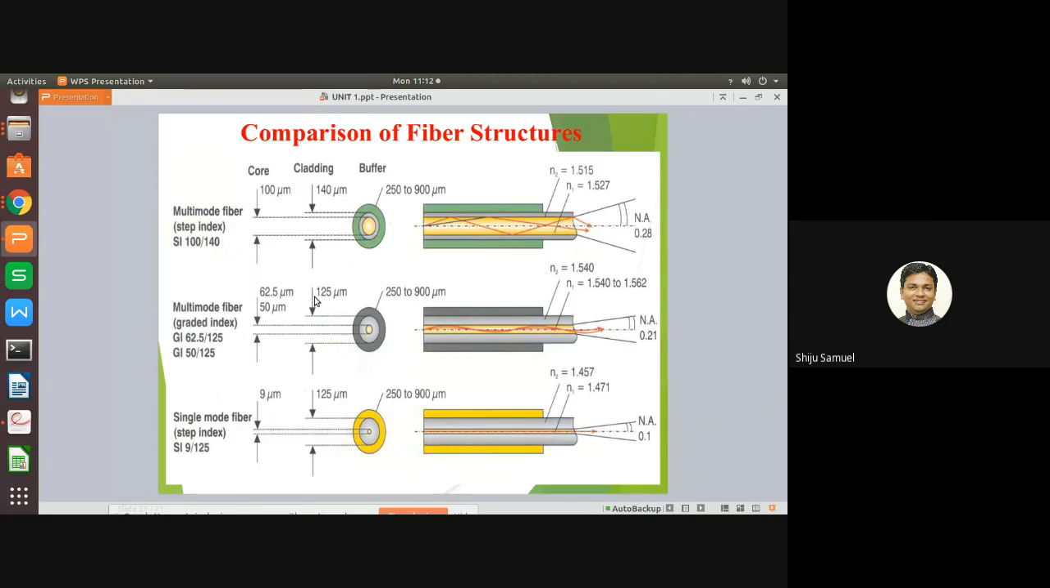Another point is that these multi-mode fibers are basically used for lower bandwidth applications only. So it is best for lower bandwidth application purposes, the multi-mode step index fiber, right?